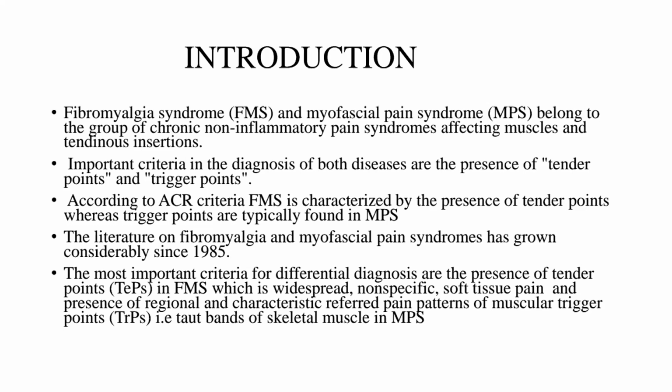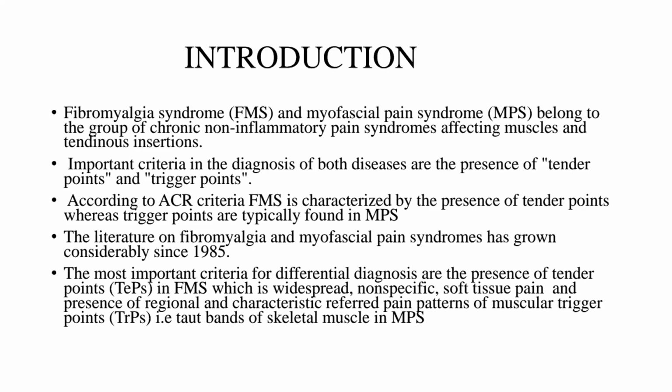So both are different, but clinically these terminologies, tender points and trigger points, are sometimes misused. According to the ACR criteria, fibromyalgia (FMS) is characterized by the presence of tender points. But where are the trigger points? These are typically found in myofascial pain syndrome. There is literature supporting fibromyalgia and myofascial pain syndrome as separate entities, starting from almost 1985 onwards.